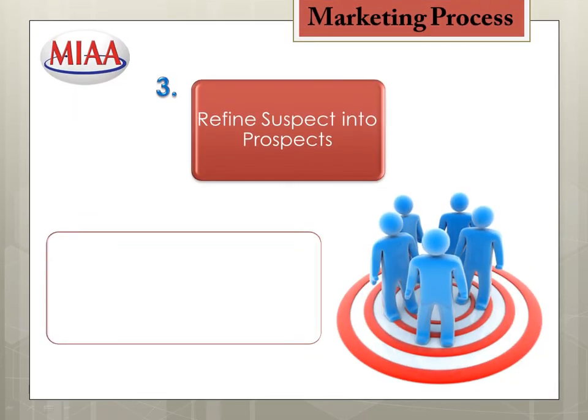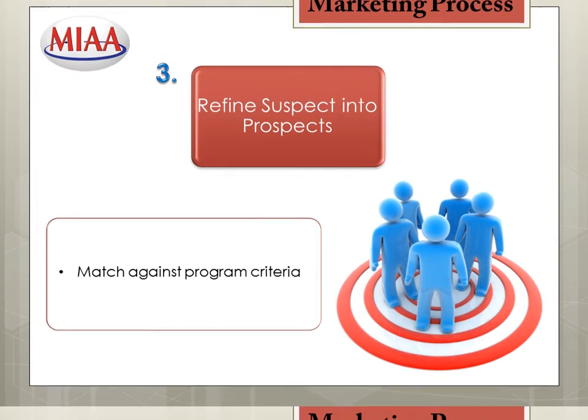Number 3, refine your suspects into prospects. And just to be repetitive, match against your program criteria. Double check. After you get that big list of suspects, run it through the filter like I mentioned before. Check it out on Google, look at the names. If you can determine, this isn't quite the type of business that I intended for my target marketing list, kick that thing out. You don't want to waste time walking into some place when you can use that time to walk into another place, or have more time for research and examining your current prospects.